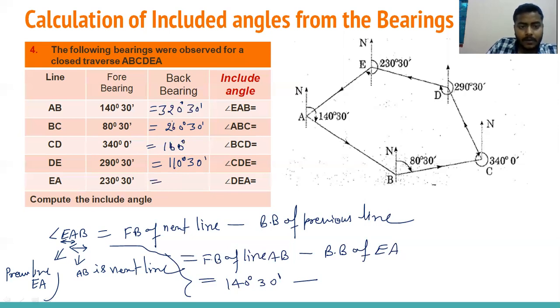Now 260 we will deduct. What are we getting? This is greater than 180 degrees, then we will deduct 180 degrees. What we will get? 50 degrees. So this is the back bearing of all the lines. So the back bearing of EA is 50 degrees, and we are getting 90 degrees. So this angle we are getting here is 90 degrees. Now calculate at point B.